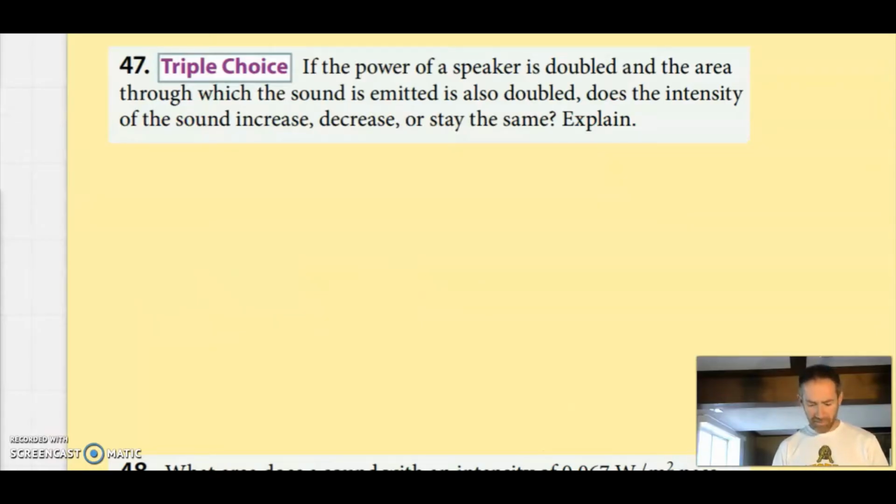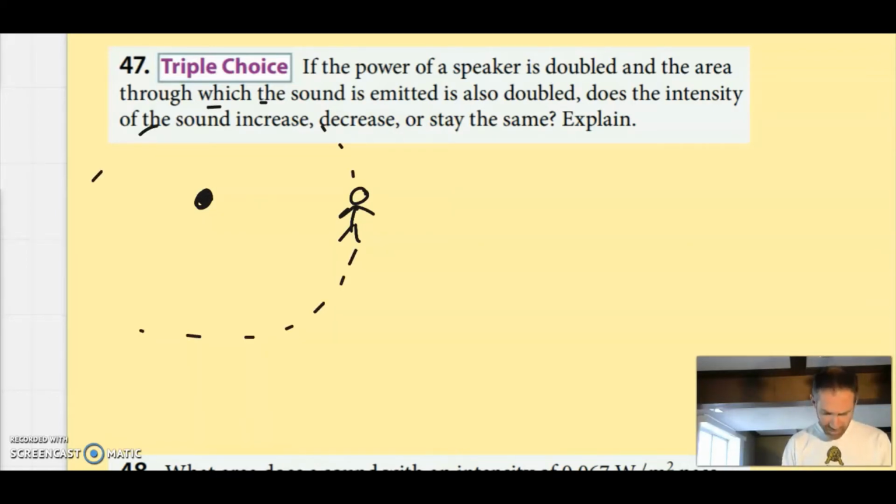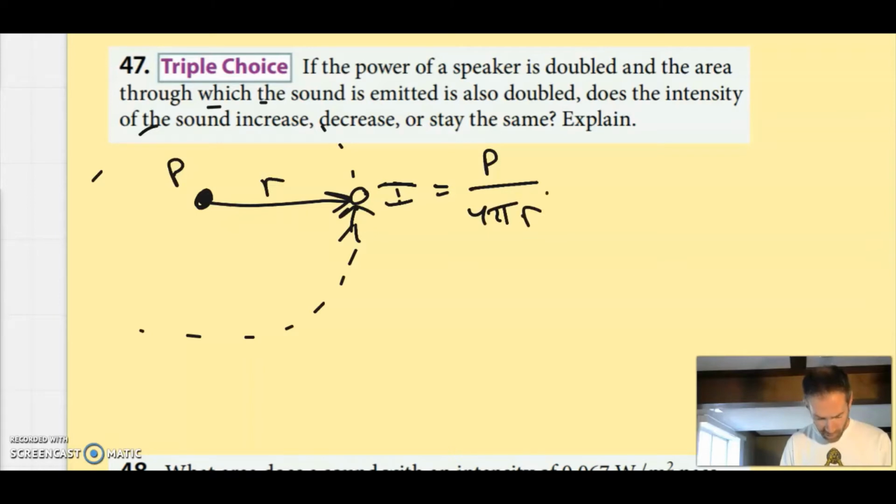Number 47, they have a speaker and they're going to make some changes to it. They're going to change the power, they're going to change the area, and they want to know what happens to the intensity. So to start off, let's say we have a speaker here, and say here's a spot where the sound is spread out over a sphere, like so. And so we're a distance r away from this, and so our intensity that we use to compare with is whatever the power of this is, however many watts you have, divided by 4 pi r squared.